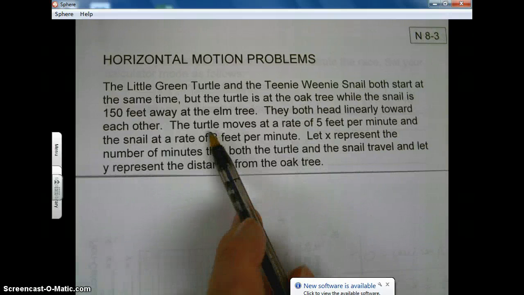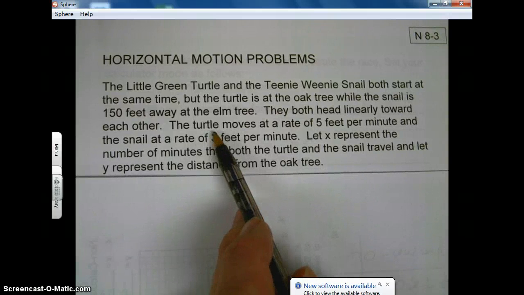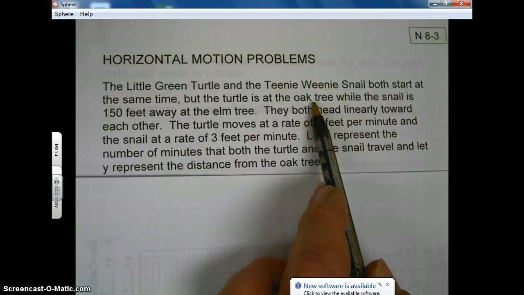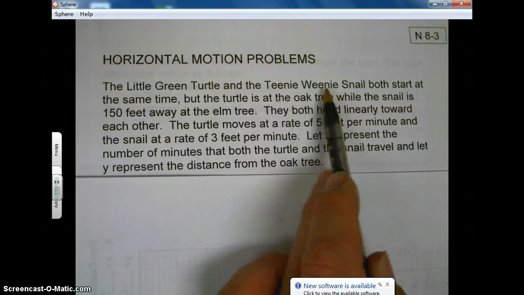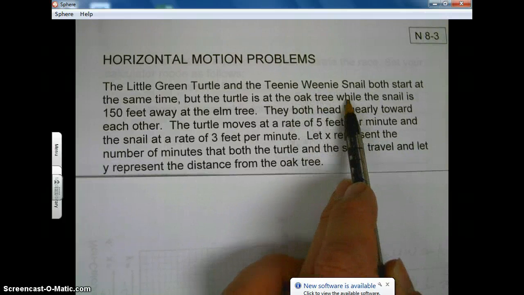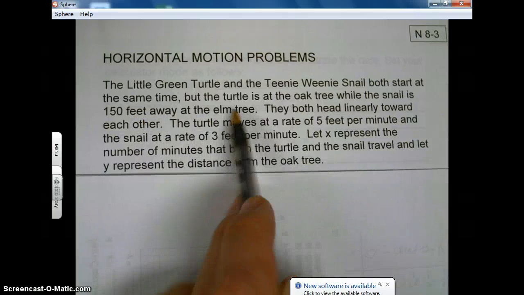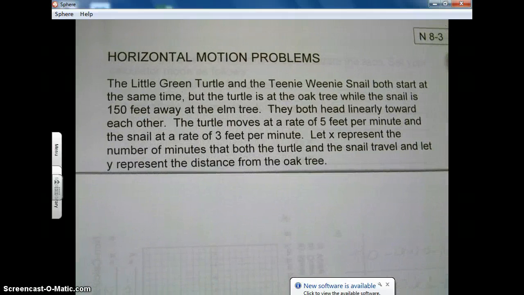Now the turtle, he is at the oak tree, okay? So he is at the oak tree. The oak tree will represent 0, 0. And the snail is 150 feet away. So we want to write the equations for both, okay?